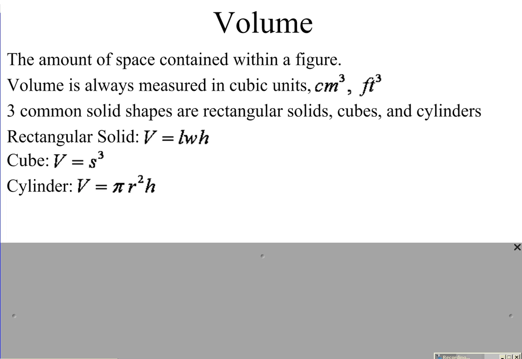The third formula is the volume of a cylinder: pi r squared h. The most difficult part here is that you have to know the formulas. They're not going to be given to you. Using the formulas is not too difficult. You're just plugging the numbers into your calculator as you find each different volume.